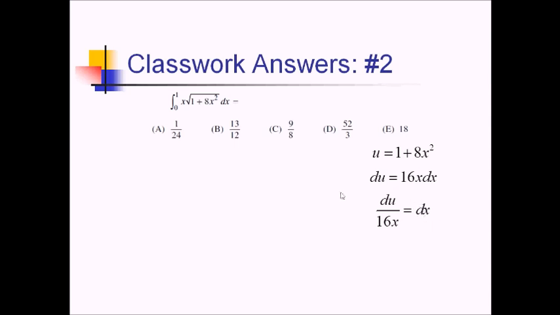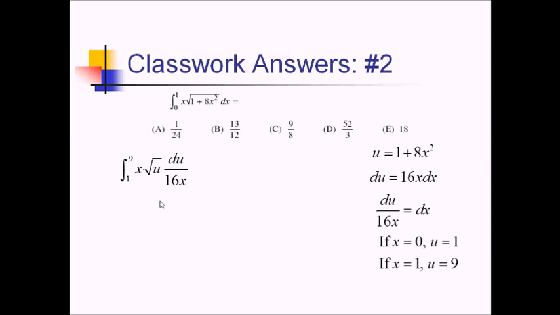Before I do that, though, let me turn these x values into u values. So if x is 0, then u is going to be 1 plus essentially 0, so just 1. And if x equals 1, then u is going to be 1 plus 8 times 1 squared, so that's 1 plus 8, or 9. So now I can rewrite this as the integral from 1 to 9 of x times the square root of u times du over 16x.